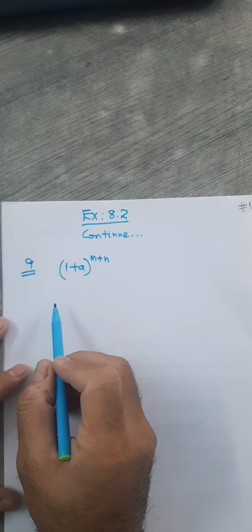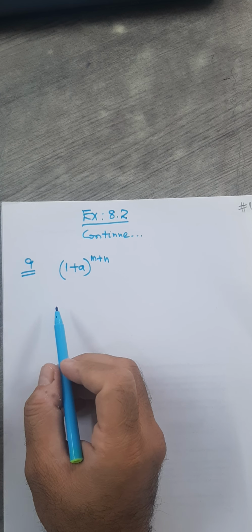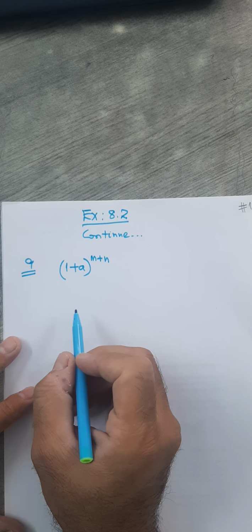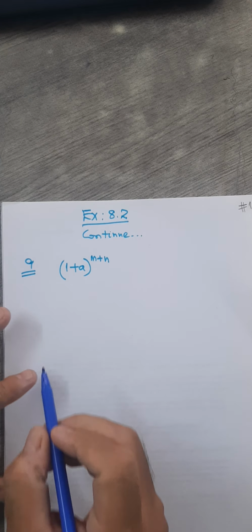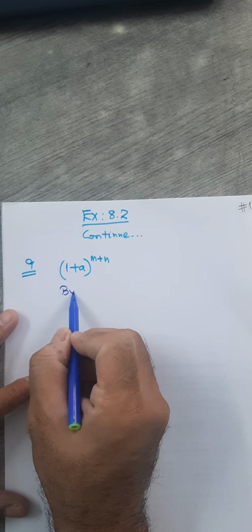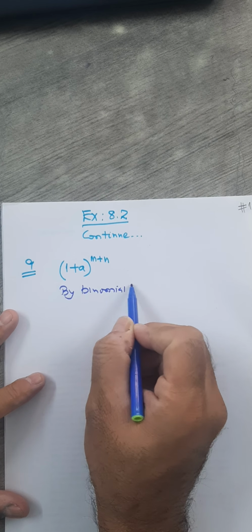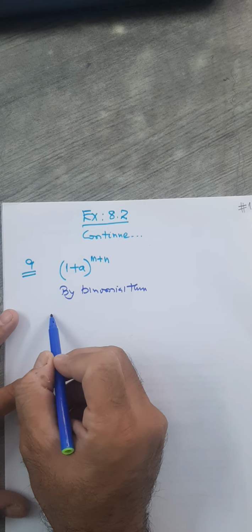Exercise 8.2, we continue with question number 9. You are given this expression (1 + a)^(m+n), and you want to show that the coefficients of a^m and a^n are equal. Okay, so I'll just expand by binomial theorem. By binomial theorem, let's expand this.